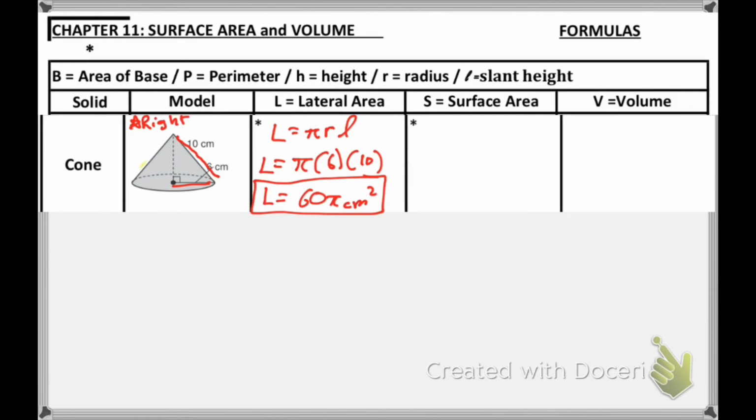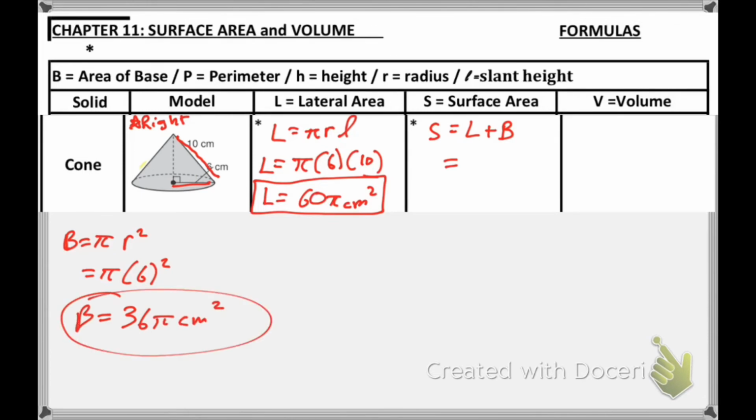Let's go and calculate the surface area now. The surface area is equal to the lateral area plus the area of the base. Well, what is the area of the base? To calculate the area of the base, that's pi times radius squared, pi times 6 squared. It gives me 36 pi centimeters squared. That's the area of the base. So I get 60 pi plus 36 pi. So I get a total surface area of 96 pi centimeters squared.